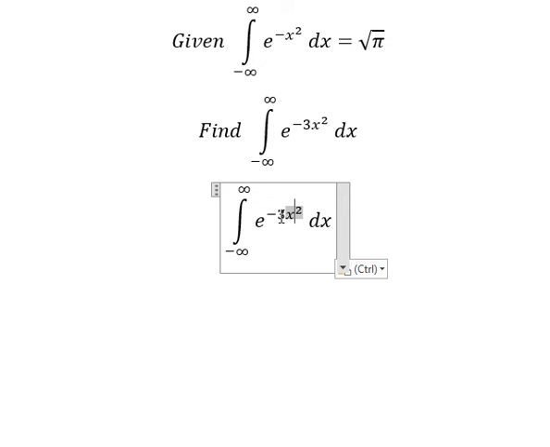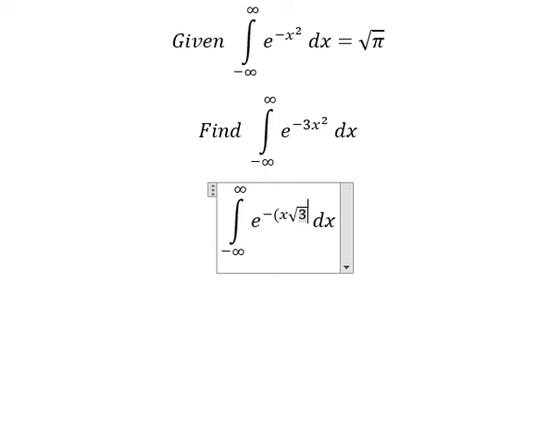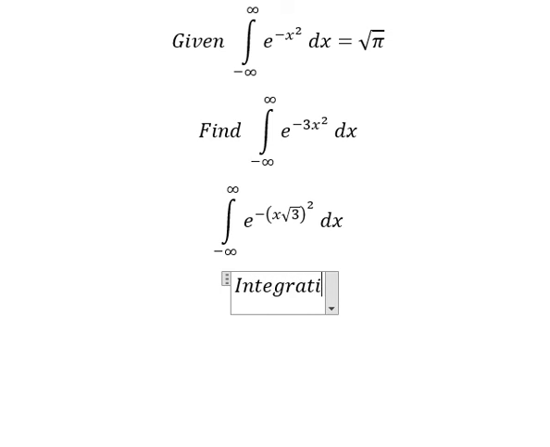So for this one we can put like this. That is about the square root of 3 with s to the power of 2. Now we can use integration by substitution.